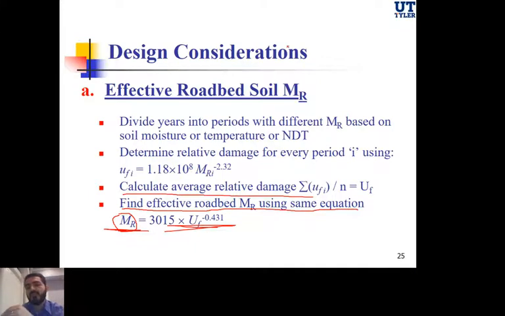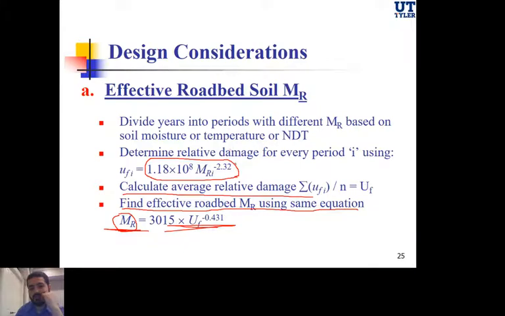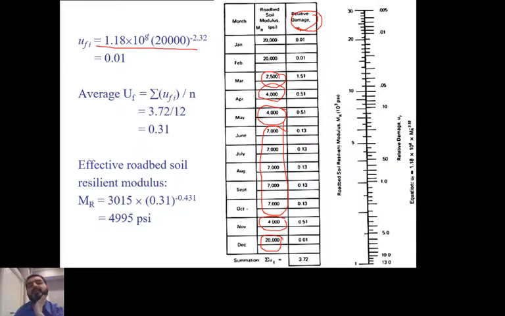So for every one of these months, we have modulus. We need to plug it to this equation to get the relative damage for every month, and that's what we did here for this column right here. So let's pick the month of January. So it's this equation right here. Where did we get this equation from? It's from here, this one right here. So it's 1.18 times 10 to the power 8 times the modulus of this month, which is 20,000, to the power minus 2.32. So we get a very small amount of damage for this month, 0.01.